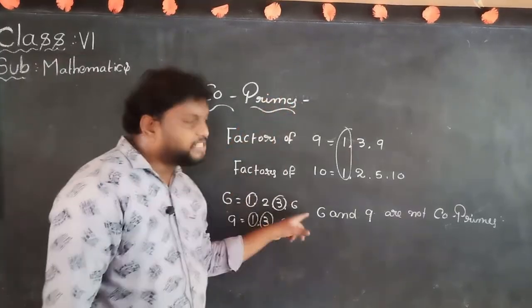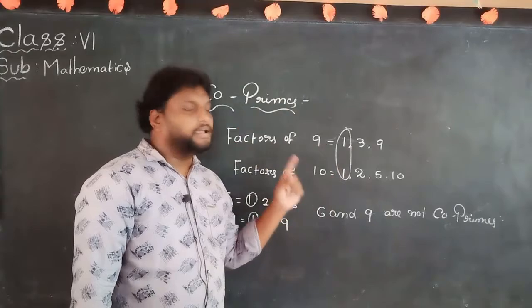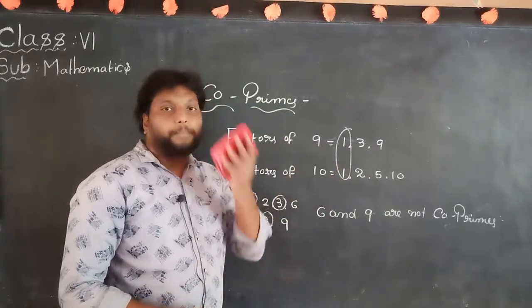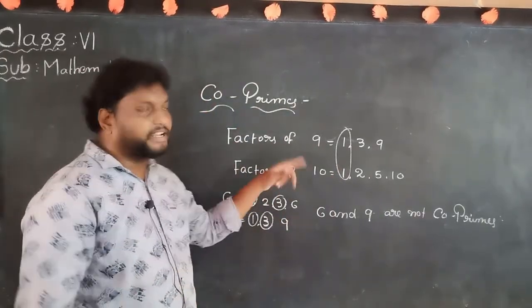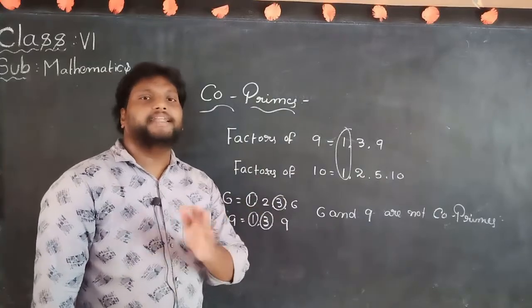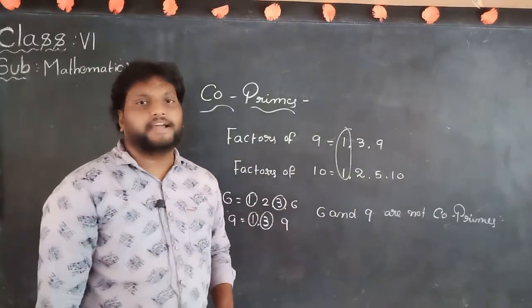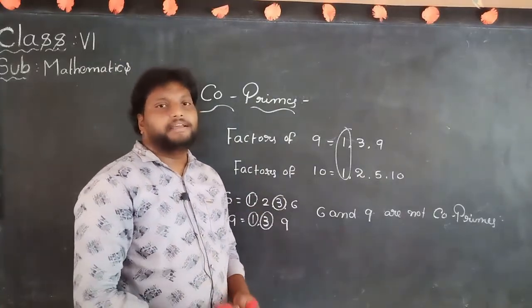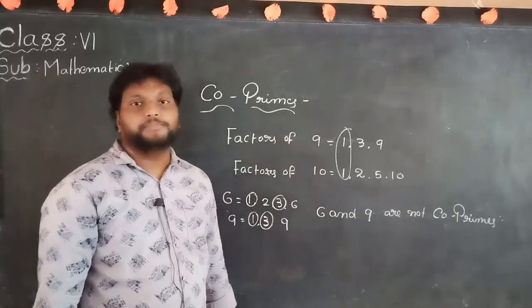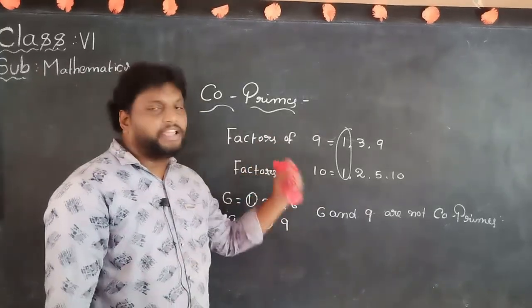Numbers that have only 1 as a common factor are called co-primes. Compulsorily, if you take consecutive numbers, like 9, 10; 10, 11; 11, 12; 12, 13, and so on, each and every pair is co-prime. Just observe that each and every pair will be co-primes.